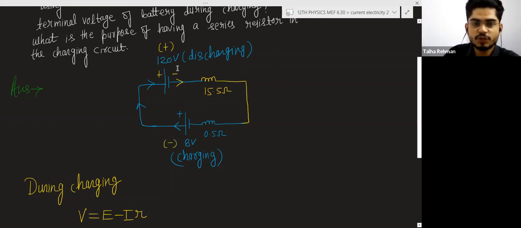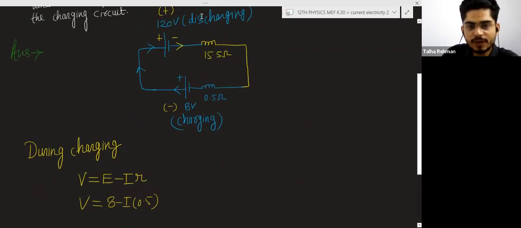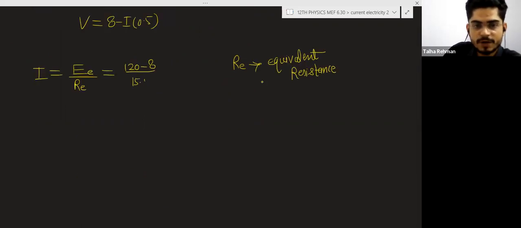So the equivalent EMF you have is 120 minus 8. And the equivalent resistance: you will add this resistance with this resistance because they are in series, so 15.5 plus 0.5. You will get 112 divided by 16, and you will get the answer 7. So the current you will have is 7 ampere.